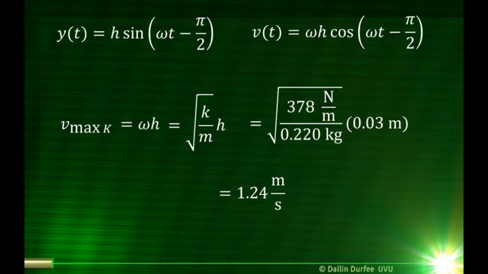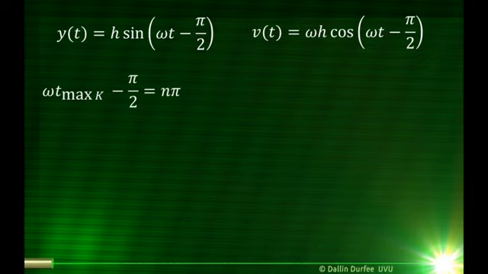Okay? Now that I know the maximum velocity, the maximum velocity happens when this argument here is 0, or an integer times pi. That's when I get my maximum velocity.